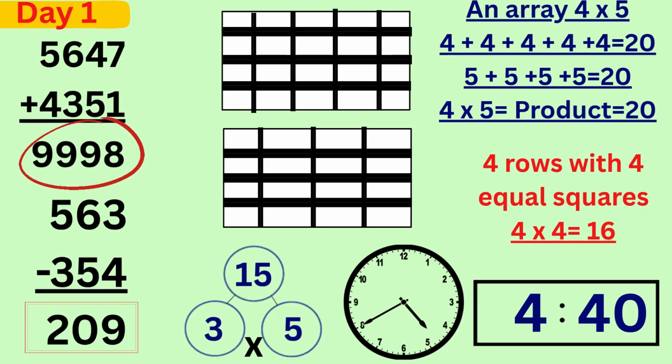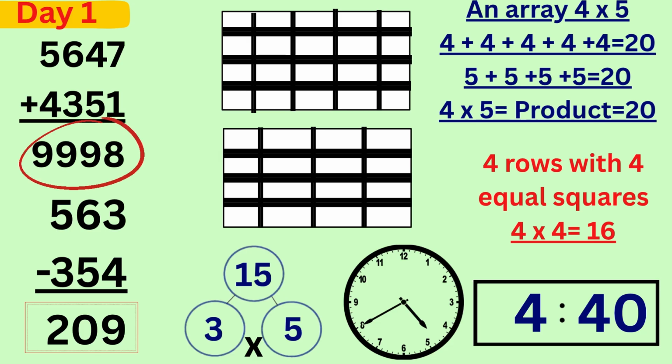Day 1 answers. Number 1, solve these 2 math problems. Then circle the sum and draw a box around the difference. 5,647 plus 4,351 equals 9,998. Then subtract 563 minus 354 equals 209.